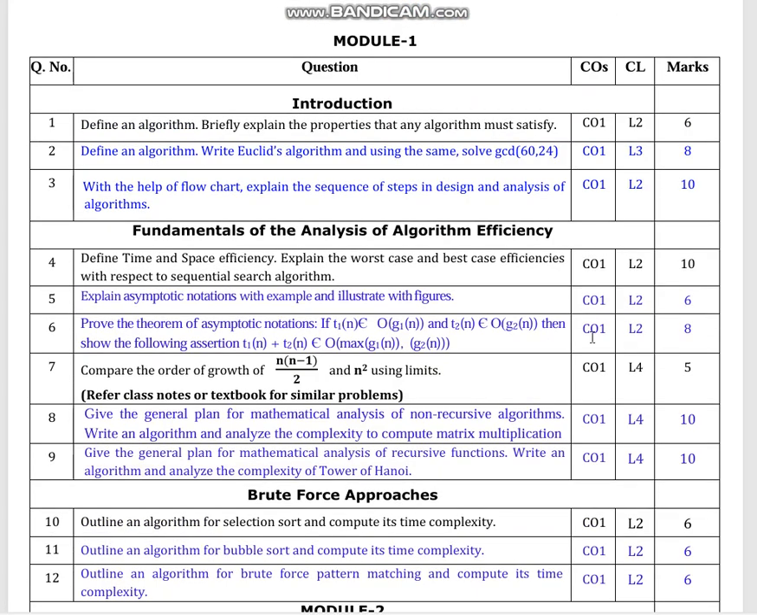So in the first module you can expect questions like: explain an algorithm, or write Euclid's algorithm and use the same to solve GCD of 60, 24, and the sequence of steps in design and analysis of algorithms, and what are the properties that any algorithm must satisfy, and how we are going to calculate the asymptotic notations for different problems, etc.